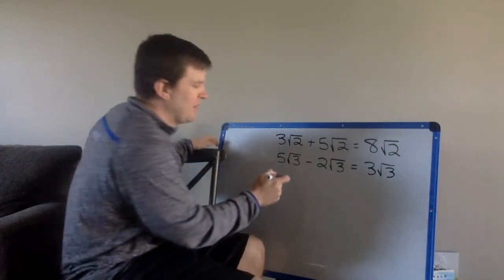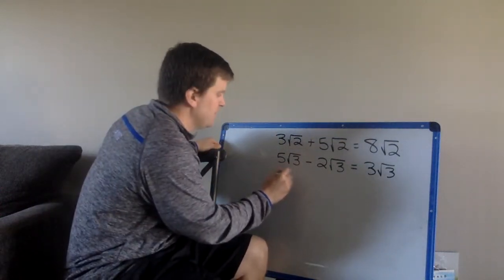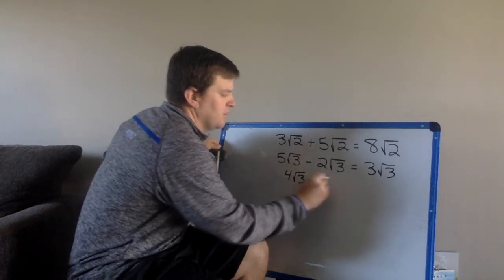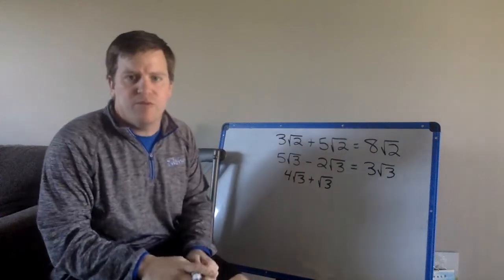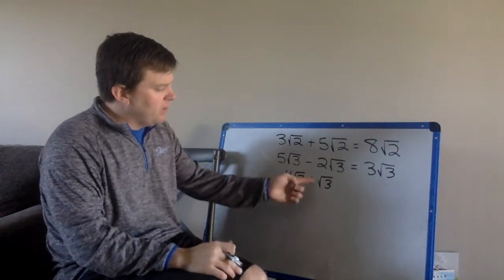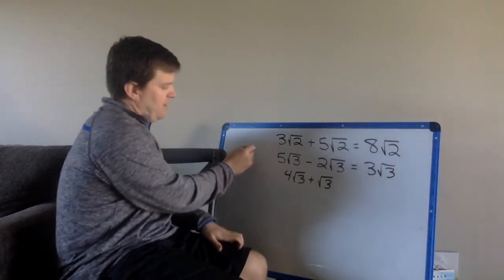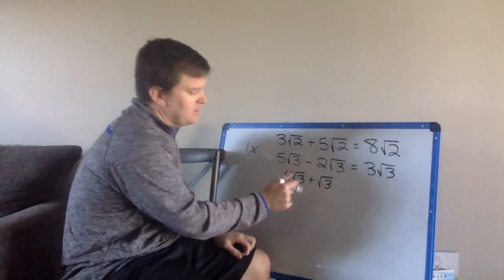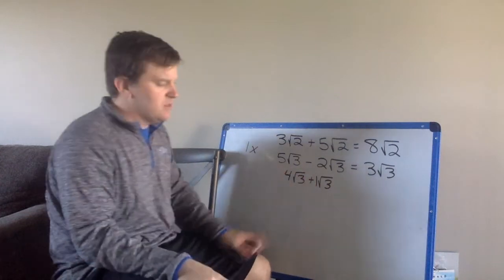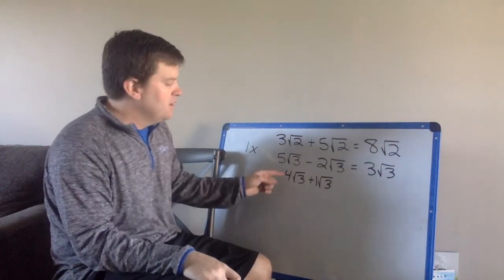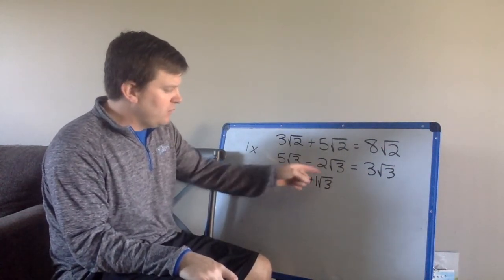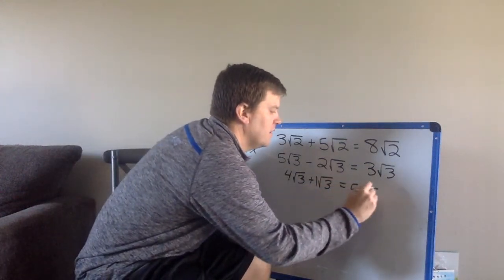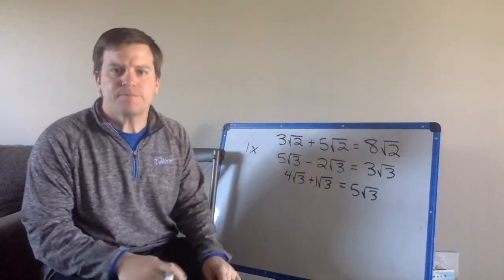Okay, maybe something else that might pop up that could create a little confusion. If we have 4 square root of 3 plus just the normal square root of 3 with no number before it, just like if we have a normal x, we're going to assume the coefficient, the number before it, is 1. So in this case, we assume there's a 1 because it's 1 times the square root of 3. So we have 4 square root of 3 plus 1 times the square root of 3, which is going to give us 5 times the square root of 3.